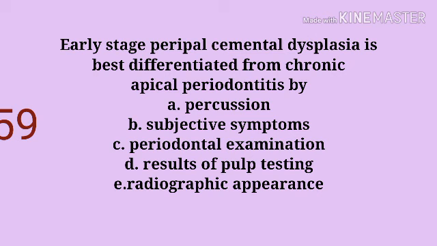Next question. Early stage periapical cemental dysplasia is best differentiated from chronic apical periodontitis by A. Percussion, B. Subjective symptoms, C. Periodontal examination, D. Results of pulp testing. E. Radiographic appearance. Answer is D. Results of pulp testing.